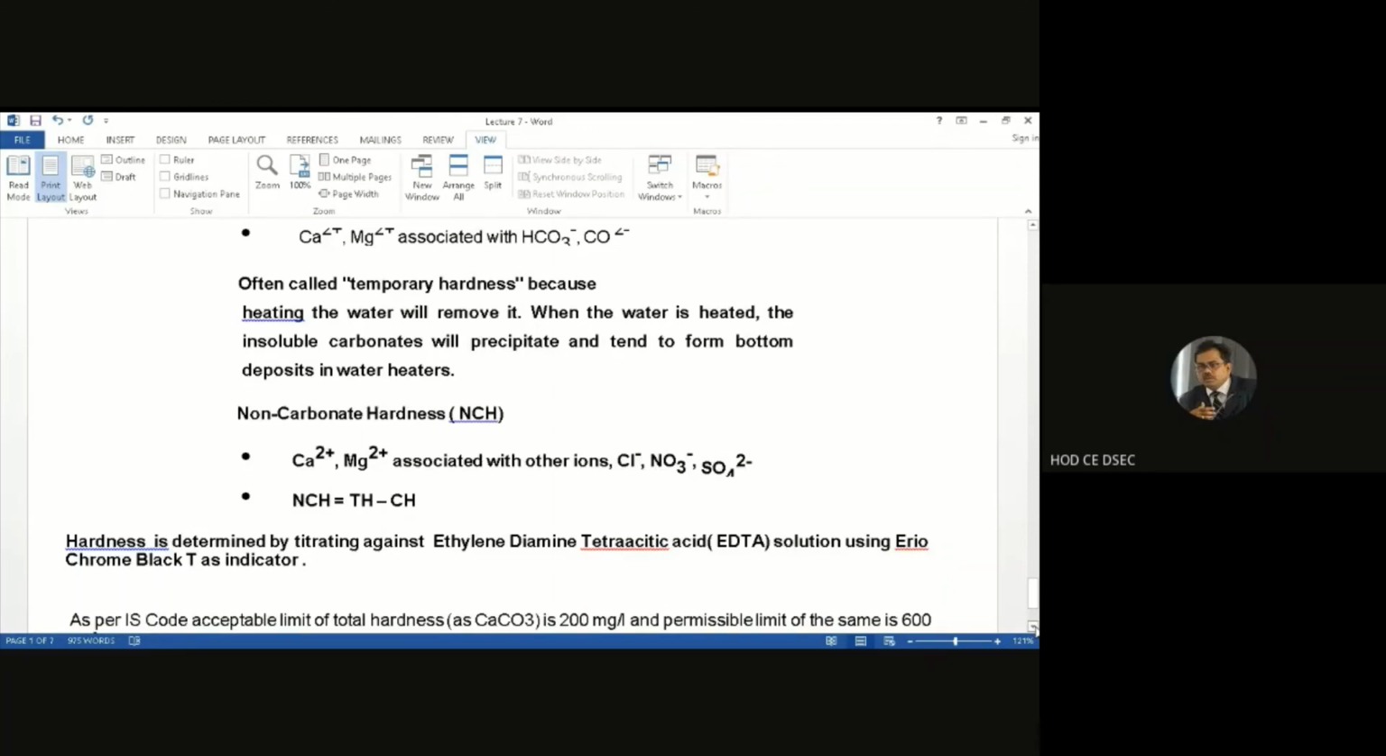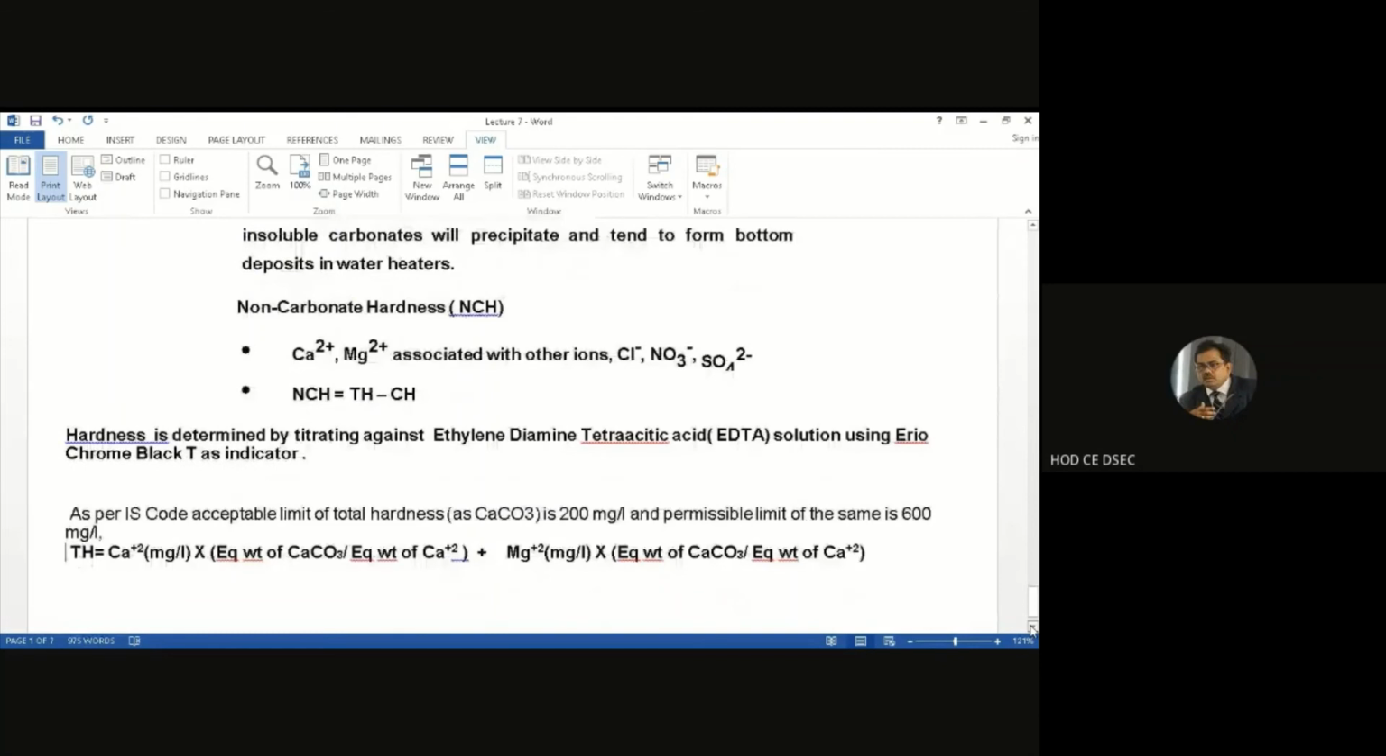One is the titrant, through which it will be titrated, that is EDTA, ethylene diamine tetraacetic acid, and the indicator used is eriochrome black T, EBT. So these two things are required in the laboratory process for finding out the hardness of water.